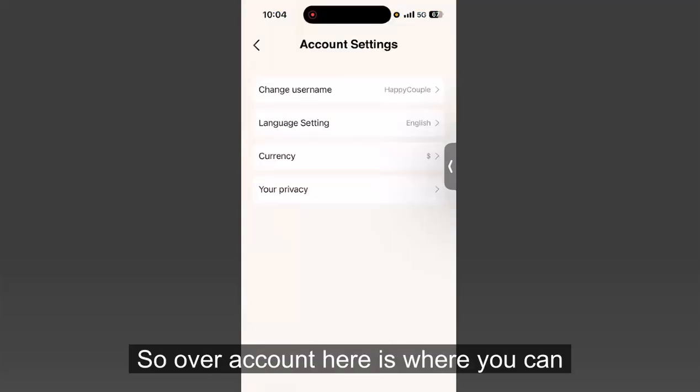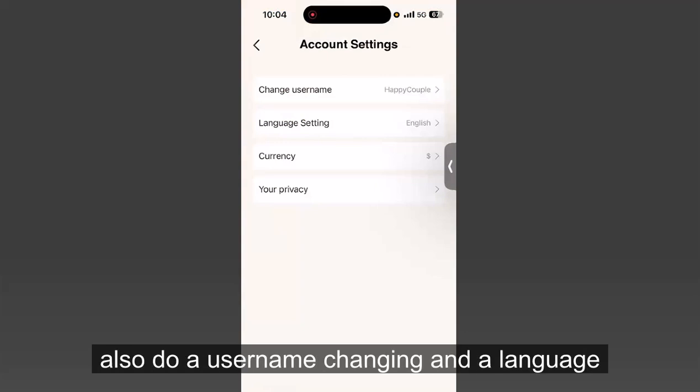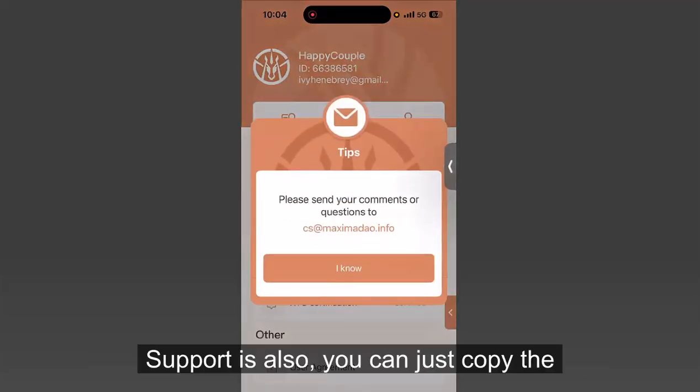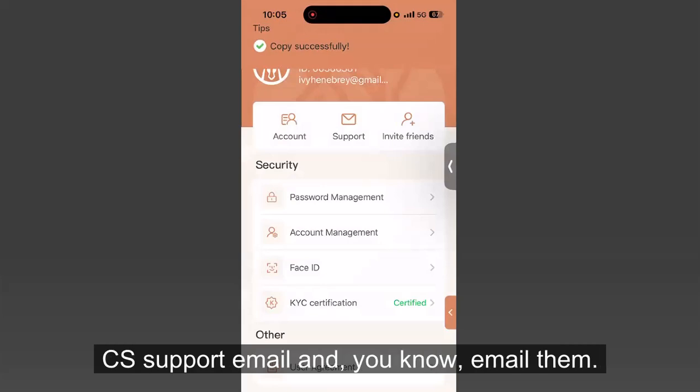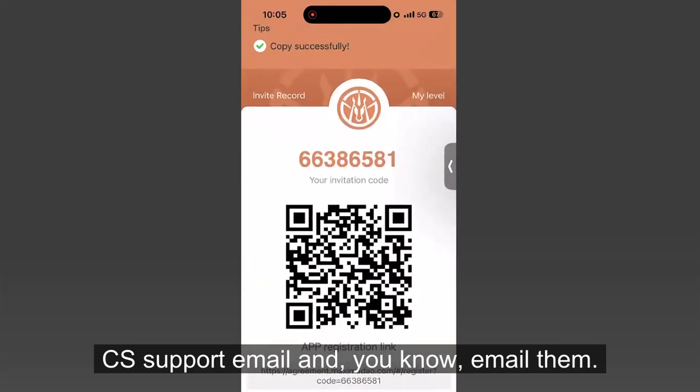Okay, so over at account here is where you can also do the username changing and the language setting. Support is also here, you can just copy the CS support email and email them.